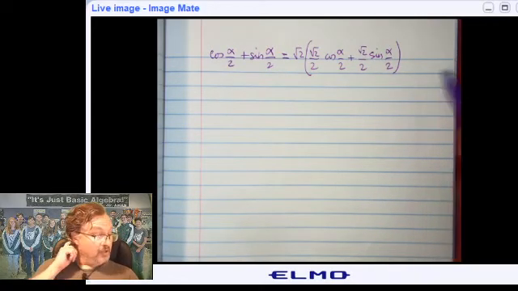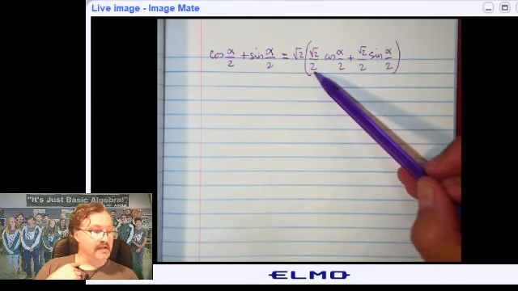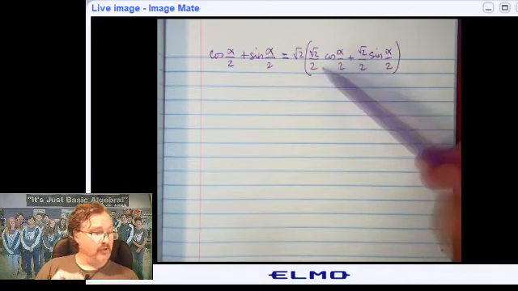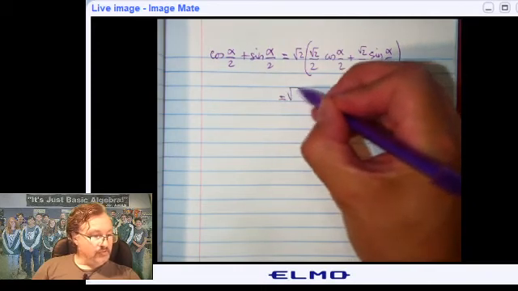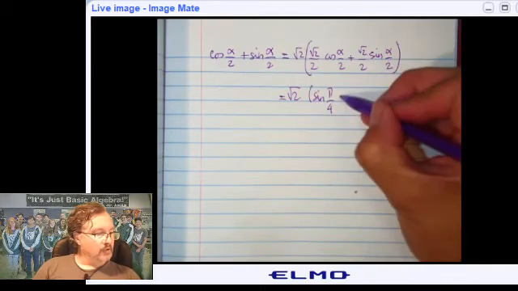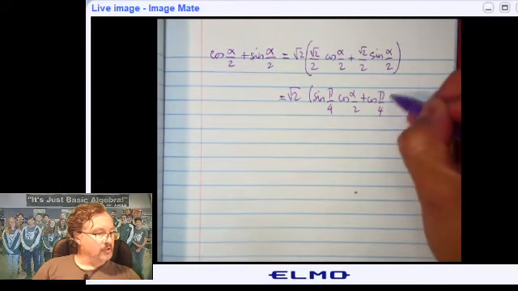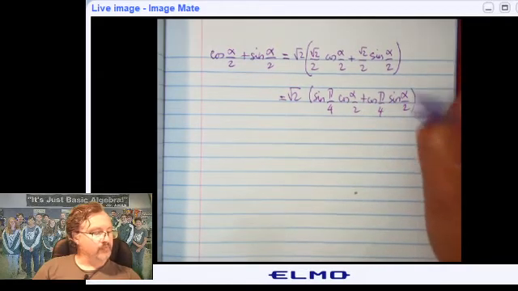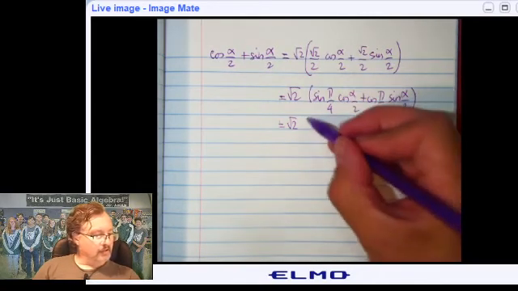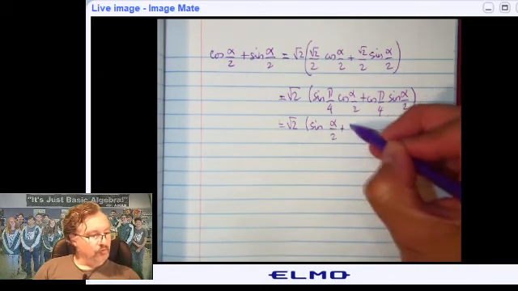Now you might recognize that if this is the sine of an angle and this is the cosine of the angle, you can say that the angle is pi over 4. So you could rewrite this as root 2 times sine pi over 4 cosine alpha over 2 plus cosine pi over 4 sine alpha over 2. And it's equal to root 2 times sine of alpha over 2 plus pi over 4.